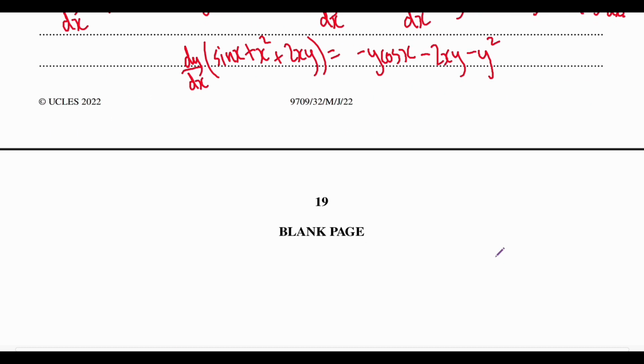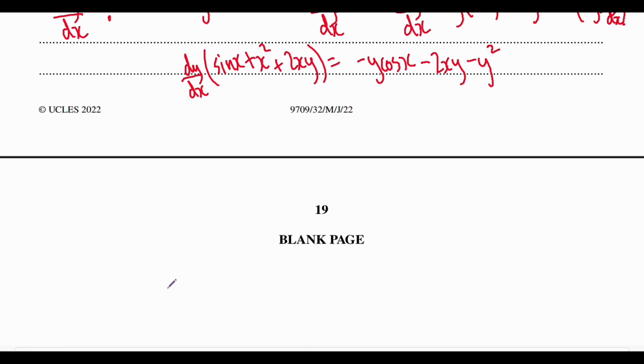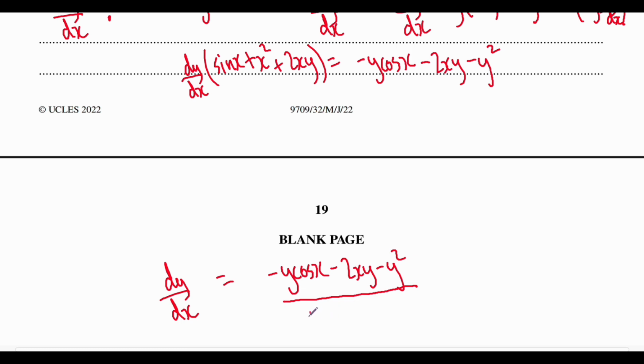And then to find dy by dx, let's do it right here. You can just divide both sides by the coefficient of dy by dx, which is equal to minus y times cosine of x minus 2xy minus y squared, all divided by sine of x plus x squared plus 2xy. And that's how you take implicit derivatives.